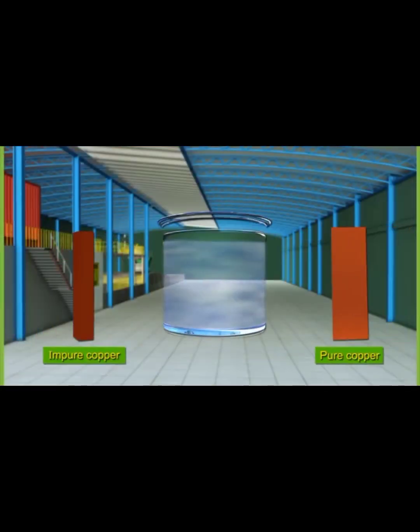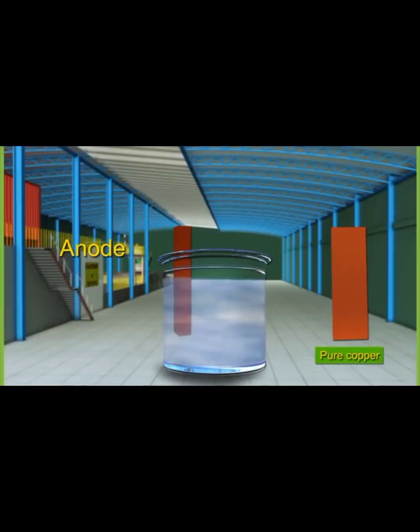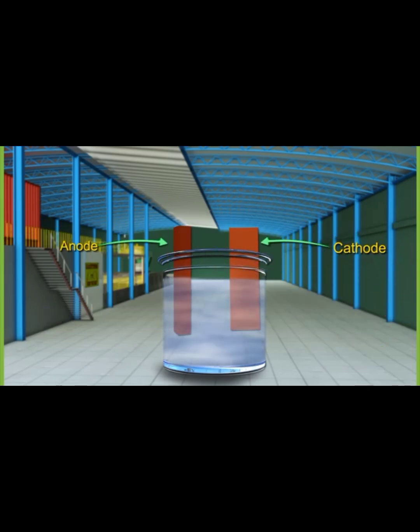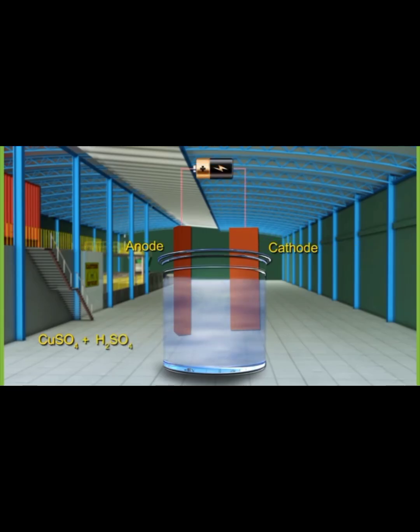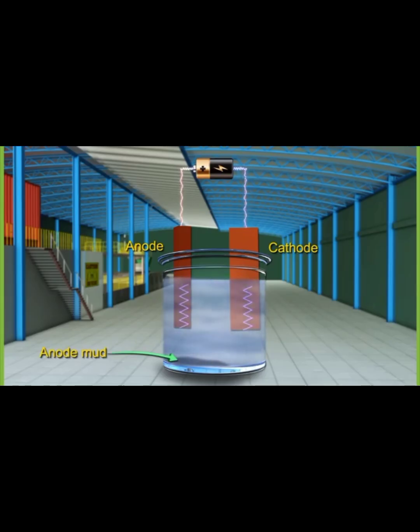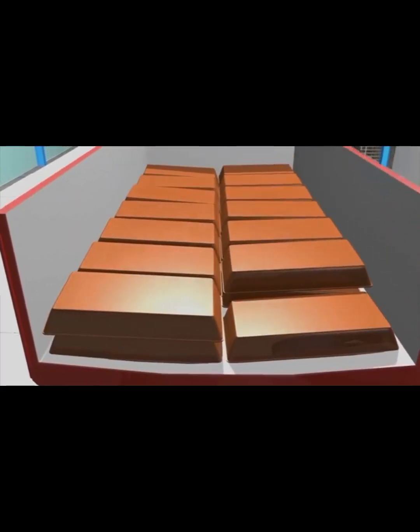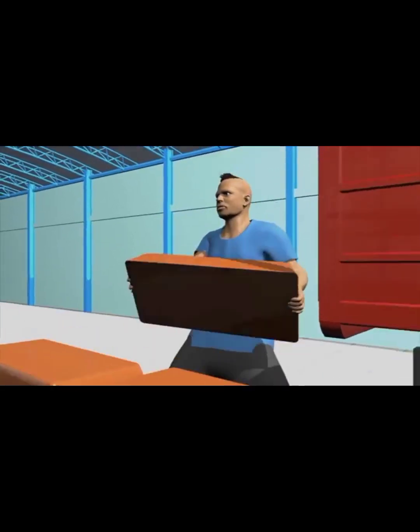Take impure copper metal as anode and thin plate of pure copper metal as cathode. Take copper sulfate solution acidified with sulfuric acid as electrolyte. Now pass electric current through the electrolyte. Pure copper is deposited at the cathode, whereas impurities settle down near the anode, called anode mud. Thus, pure copper metal is extracted from copper pyrite.